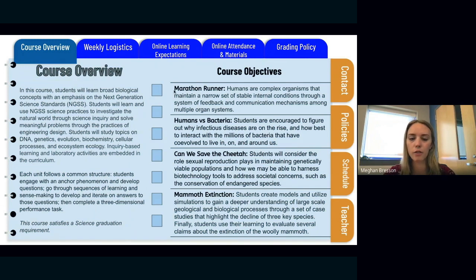We'll be working on 4 units throughout the year. The first one that we started this past week was the marathon runner. So that is about how the human body works within a narrow set of conditions and how feedback and communication mechanisms communicate between organ systems. The second unit is about humans versus bacteria. So we'll be looking at infectious diseases. The third unit, can we save the cheetah? So we'll be looking at genetics in that unit. And then the final unit of this year will be about mammoth extinction.